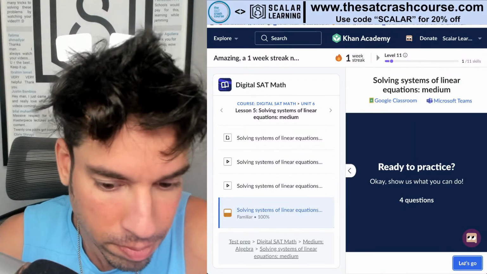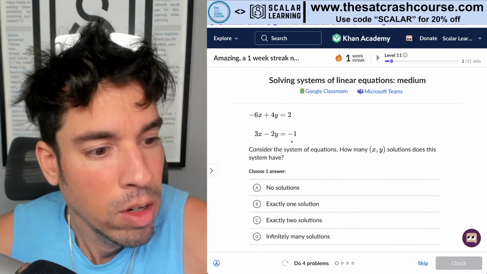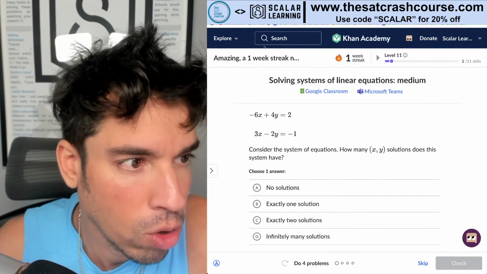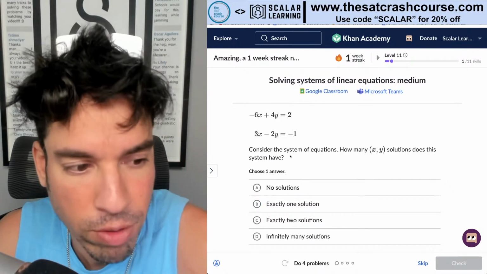Boom. Let's go. Now we're in the system of equations. This will be more fun. Consider the system. How many solutions does it have? So there's a couple ways we can do this. Number one, we can graph it in Desmos. Actually, I'll do that for the first one.